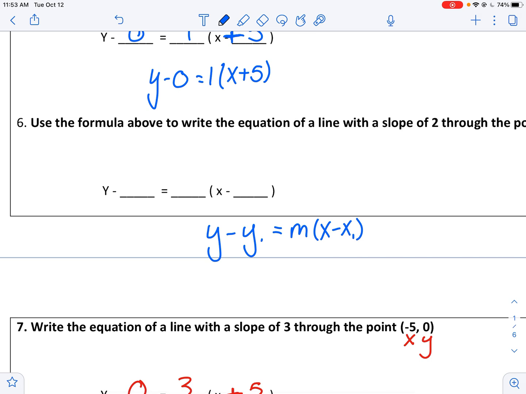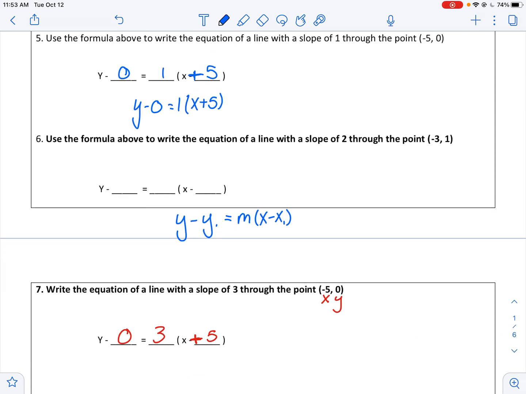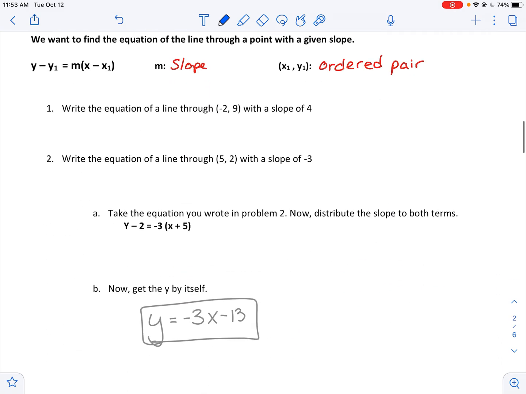And then here I've got y minus y1 equals m times x minus x1. And again, two negatives are going to make that positive.